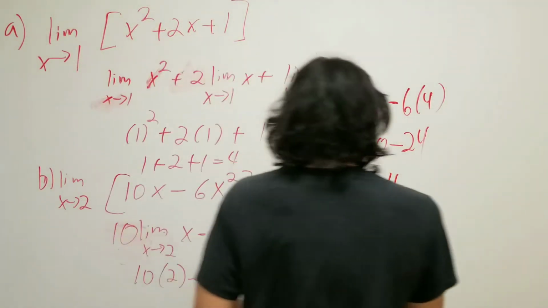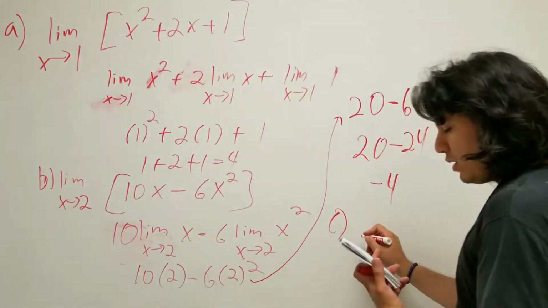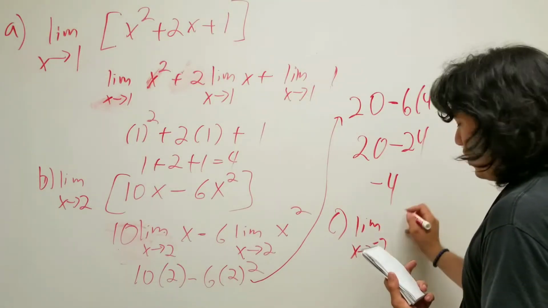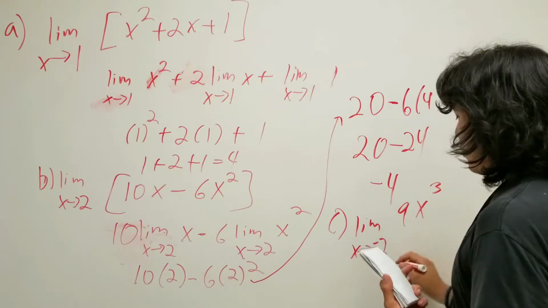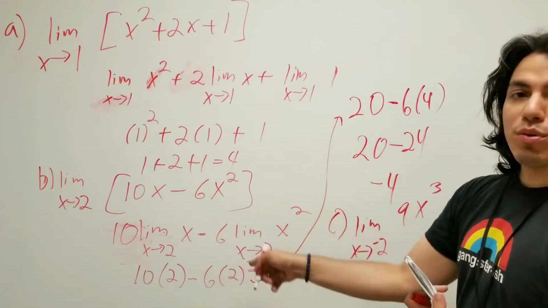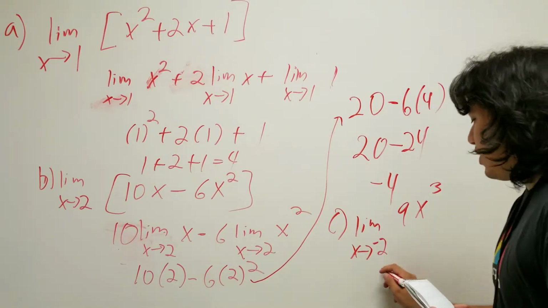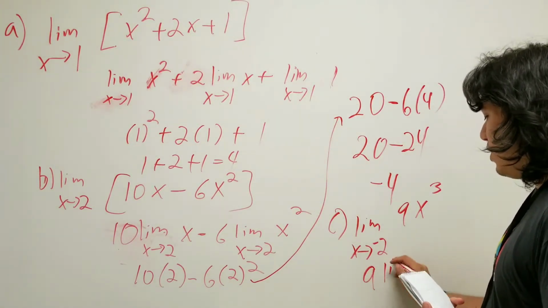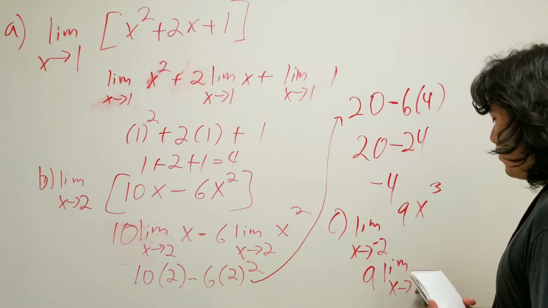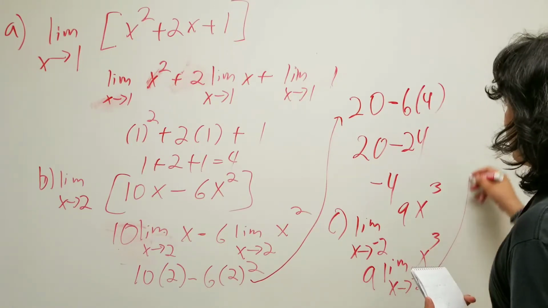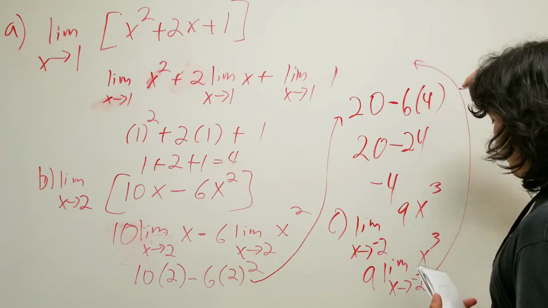For the third one real quick, C, the limit as x approaches negative 2 of 9x to the third. Again, as you've been noticing, I've been pulling the numbers out in front. You're able to do that here. We can make this 9 times the limit as x approaches negative 2 of x to the third.